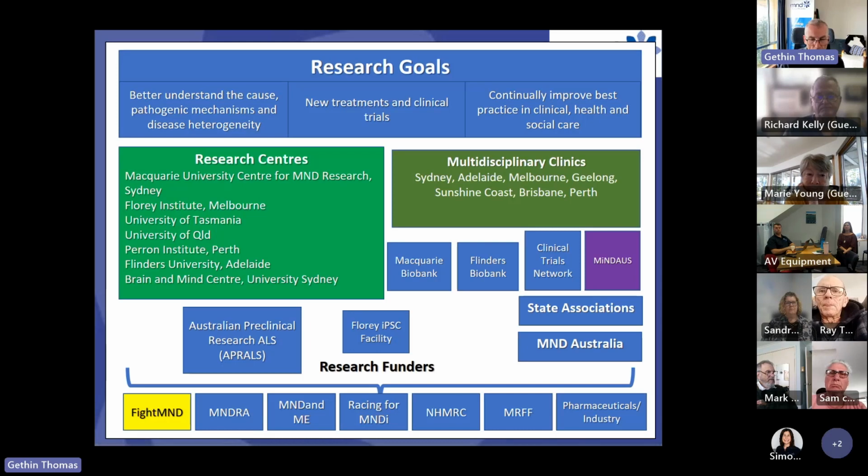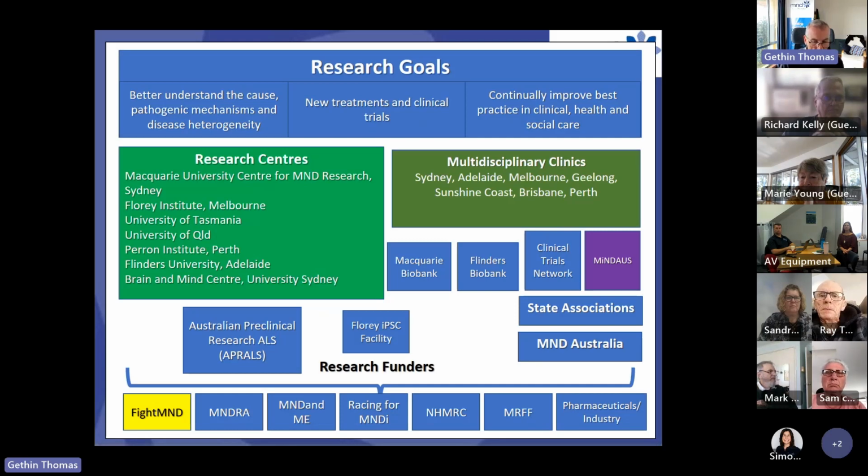But again, if we look at the whole ecosystem, I'll split it into 3 basic areas. How do we understand the cause and mechanisms underlying the disease? How do we get treatments and clinical trials? And improving clinical care? So we've got a number of different partners and players within this system. Across Australia, we've got about 7 or 8 research centres where probably 90% of our research takes place. Macquarie University has the biggest dedicated MND research centre.